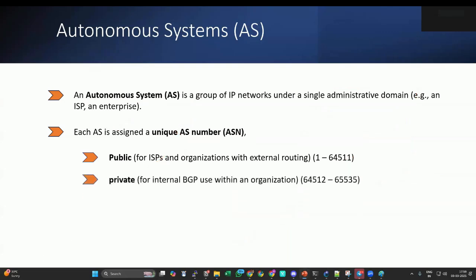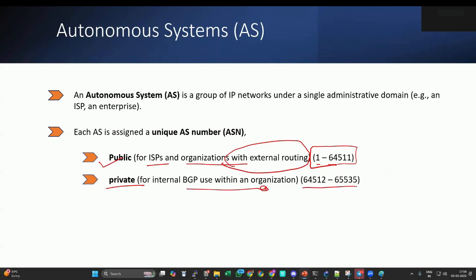Okay, so there are two types of autonomous system numbers. One is public, which is for ISPs and organizations with external routing. These numbers can be between 1 to 64511. And private, which is for internal use within the organizations, which can range from 64512 to 65535.